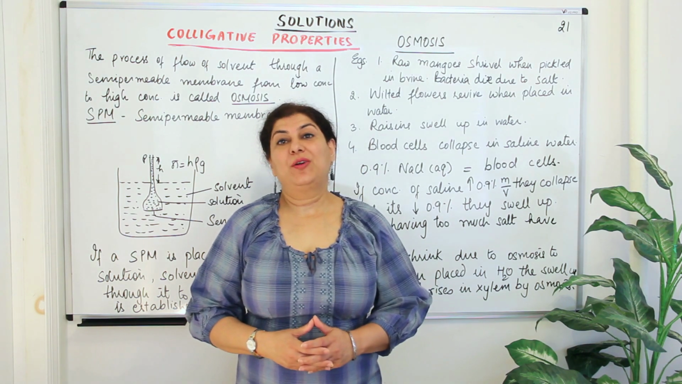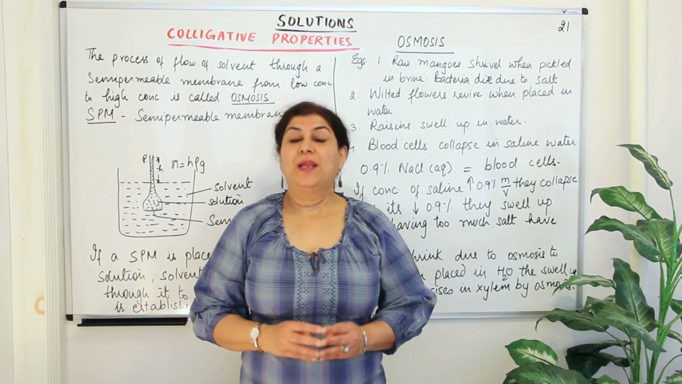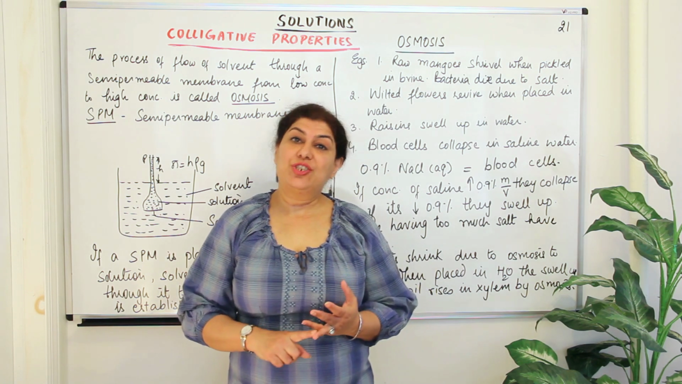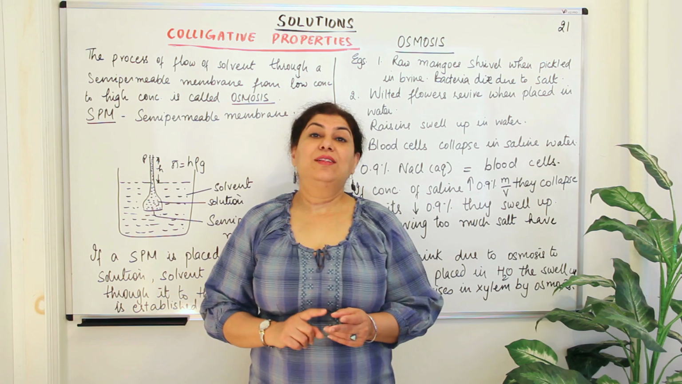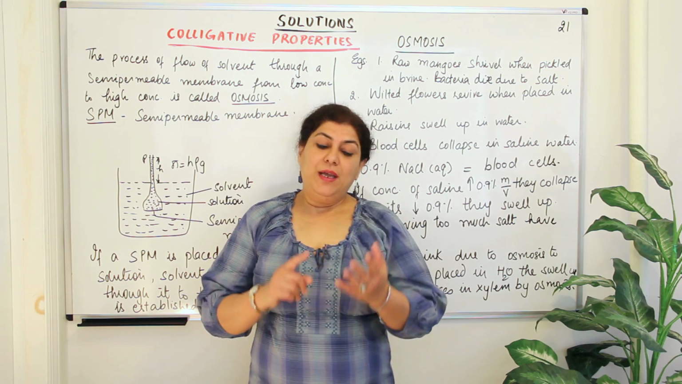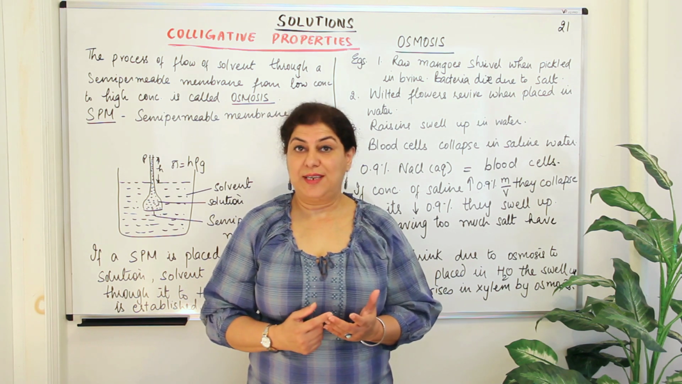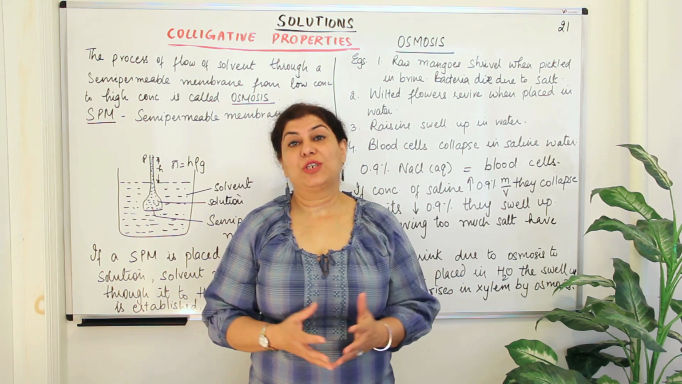We have been discussing colligative properties and I told you that there are four colligative properties. The first is the relative lowering of vapor pressure, second is the elevation in boiling point, third is depression in freezing point, and the fourth is osmotic pressure. In the past few videos, I have discussed the first three colligative properties in detail. It is now time to discuss the fourth colligative property, that is osmotic pressure.